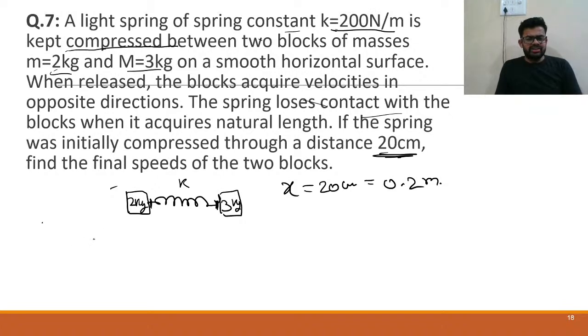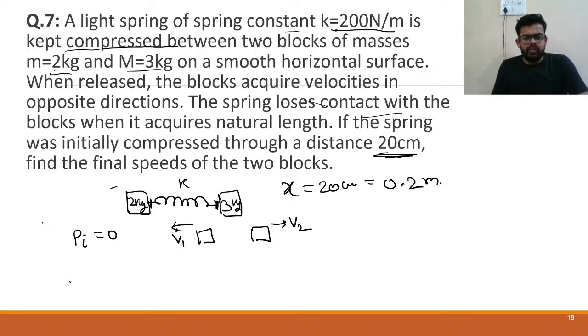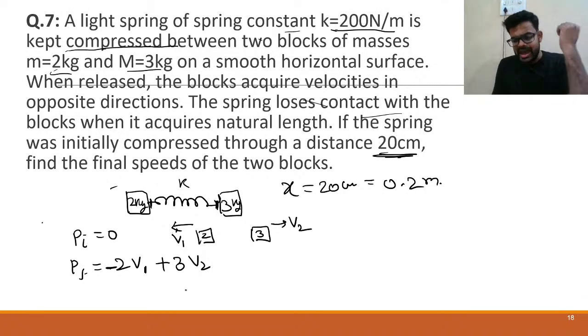First, initially the system was at rest, so the initial momentum of the system is zero. Let's say finally this block is moving in this direction with velocity v1, and this block is moving in the other direction with velocity v2. Left direction is negative and right direction is positive. So the final momentum is 2v1 in negative direction plus 3v2 in positive direction, where negative is leftward and positive is rightward. Okay, I know one thing.